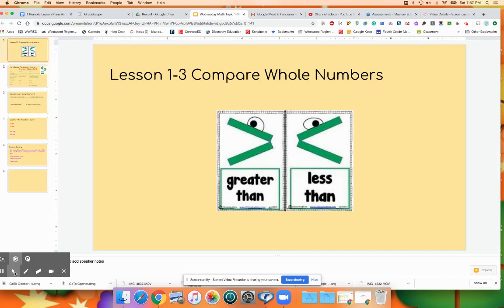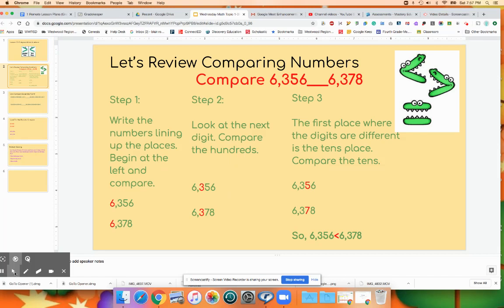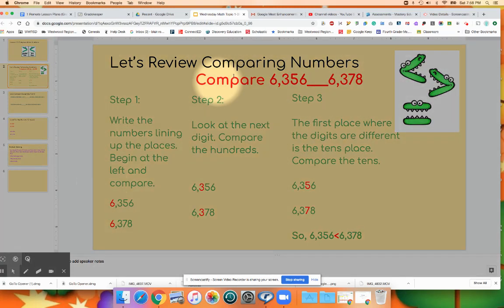So generally, I think this is something that we've done well with in the past, but they present it in a couple different ways that it's helpful for us to review. All right, so let's review how we actually compare numbers, okay? So we have this one here. We are going to compare 6,356 and 6,378, all right?